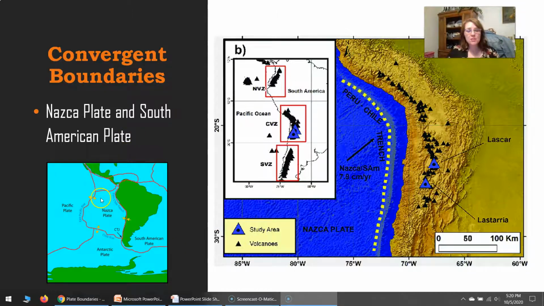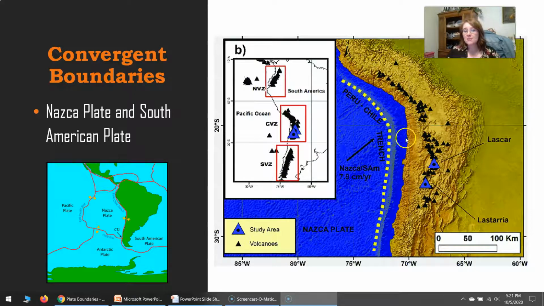And so this is what it looks like without a bunch of topography. This is just a political map with the lines. And you can see these arrows are going towards each other. So you would have this Nazca plate basically subducting beneath the South American plate. And when that happens, you get these big piles of land. That big pile of land becomes a mountain range.